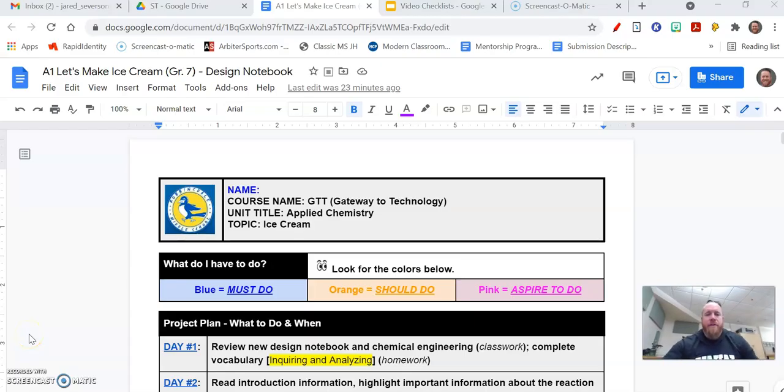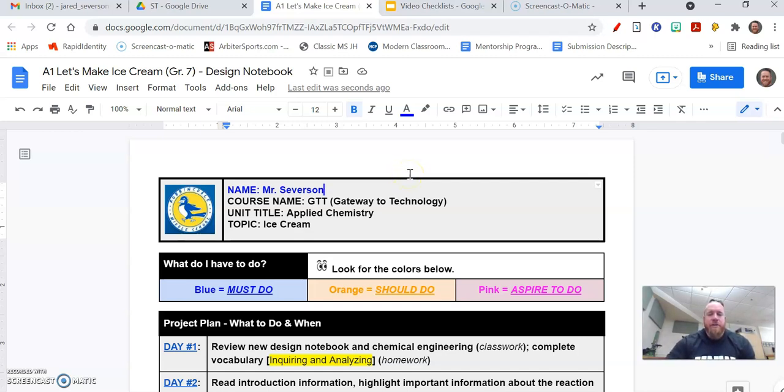Now that we have our design notebooks open, the first thing that we want to do, since this is the first day, is put your name on your design notebook. So up in the heading bar, put your name. The course name obviously is GTT class. Our unit, we're still in our applied chemistry unit, and our topic for this project is obviously ice cream.